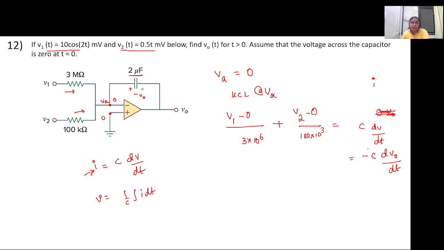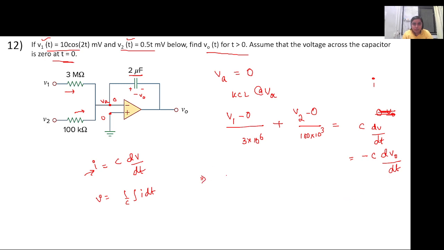Yes, ma'am. And we have the value of V1 and V2 in terms of t in this equation, and we have to find V of t for t greater than 0. Before 0 the capacitor did not have any voltage across it, so the initial conditions are 0. So now to find V naught we will have to simplify this and just integrate it, right?